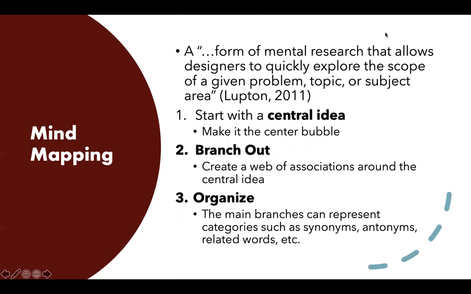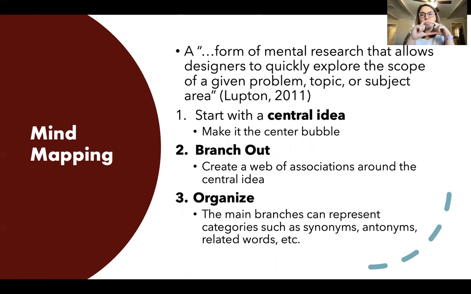So of course, we're going to start with a central idea, and that's going to be like our center bubble. So you just put your topic in the middle of your paper, and you can put a square around it, a circle, whatever you feel like, or nothing at all. I like to use bubbles, and then branch out from there. So you branch out and then you can organize it. So the branches can represent categories such as synonyms, antonyms, related words, etc.